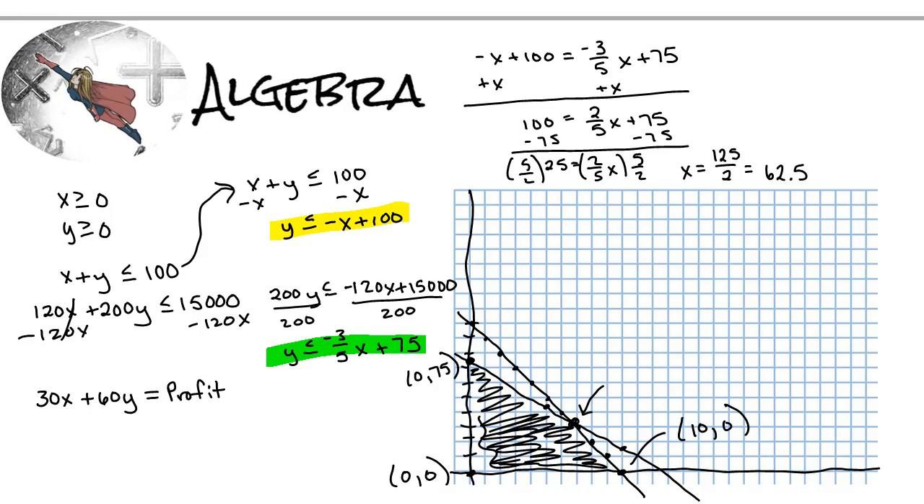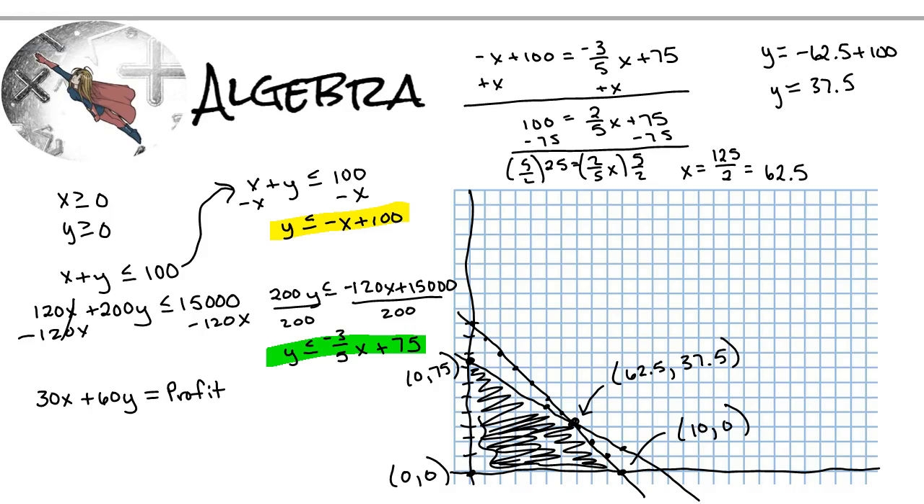Okay, and then we can plug that back into either line. Maybe I'll just do the yellow one. y equals negative x plus 100, so negative 62.5 plus 100. So that y would equal 37.5. Okay, so those are the coordinates at that point: 62.5, 37.5.